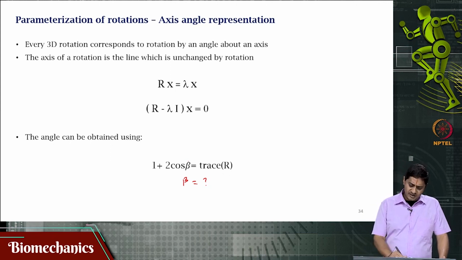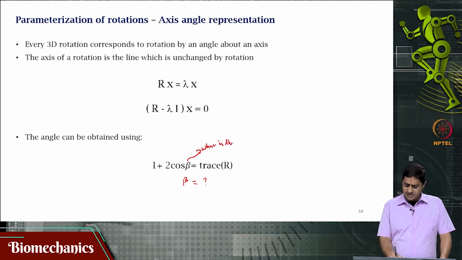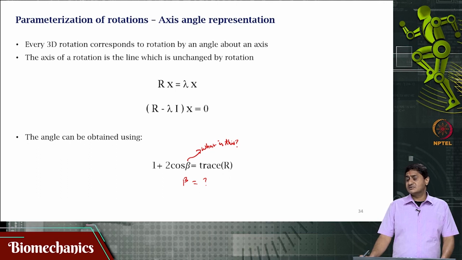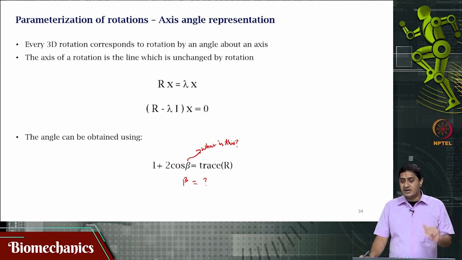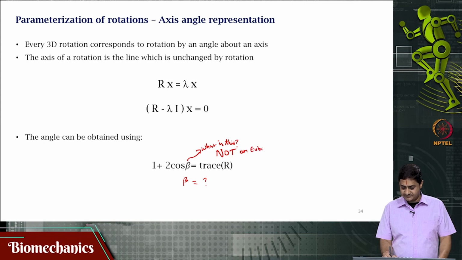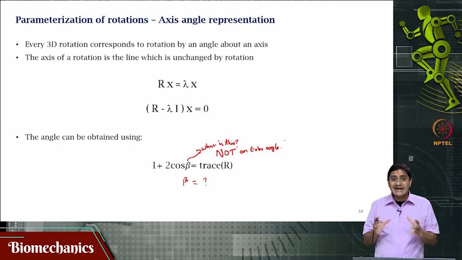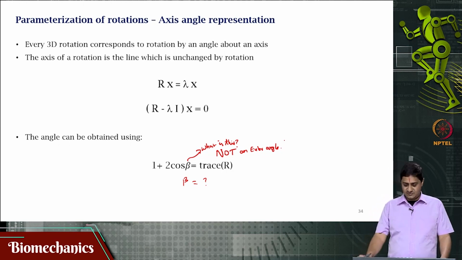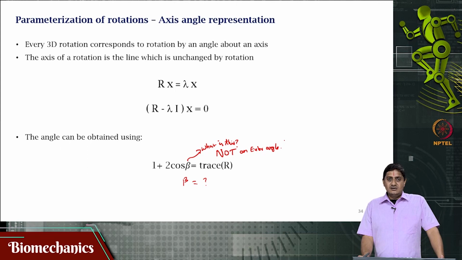Remember, what is this β? Is it the rotation about the x axis or y axis or the z axis? Remember, this β is not an Euler angle. This is the net angle of rotation.